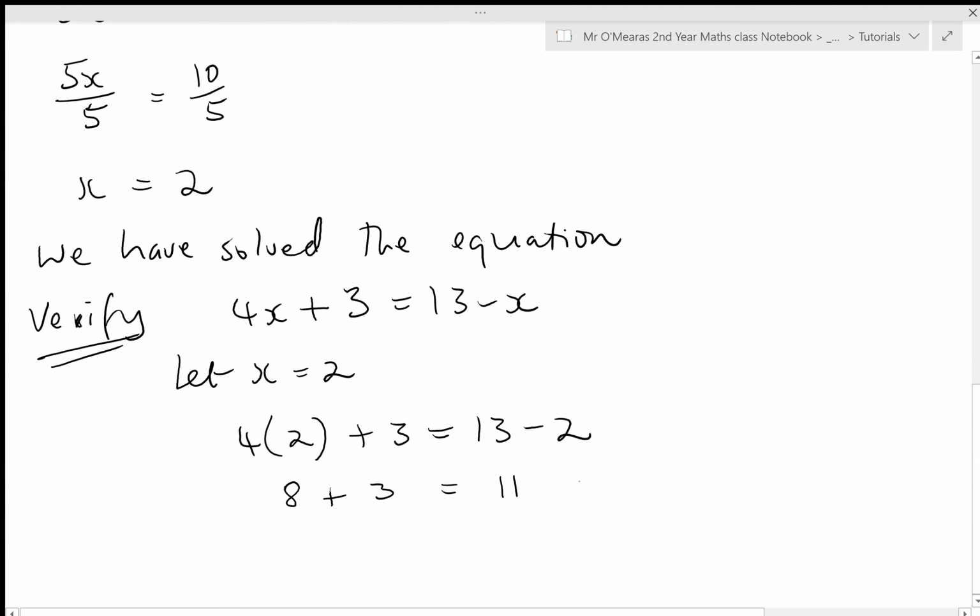Does that equal 11? Yes. So we have verified our answer, and we have found the correct solution. When you're doing these questions, it's a really good habit to get into, to verify your answer. Because ultimately, if it doesn't fit back in, then it is not a solution to this equation.